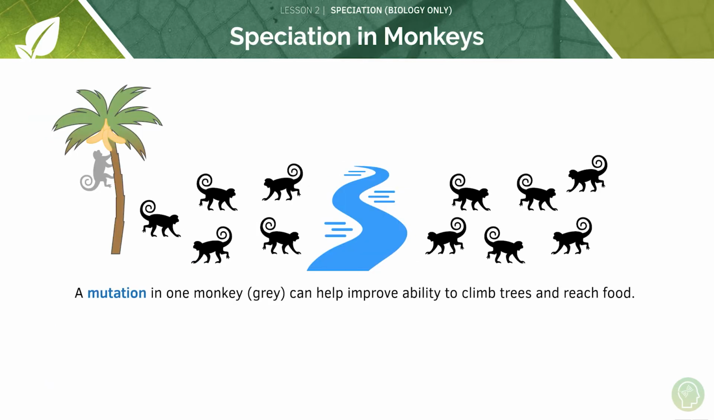So a mutation in one monkey, so for example, let's say this monkey here has a mutation that allows it to climb trees and reach food, so maybe some kind of improved ability in its muscle coordination, for example. Now that belongs to this monkey here who's been shadowed in grey. But you can see our species is split into two separate populations either side of a river. So this is a geographical landmark that is isolating these two individual populations.